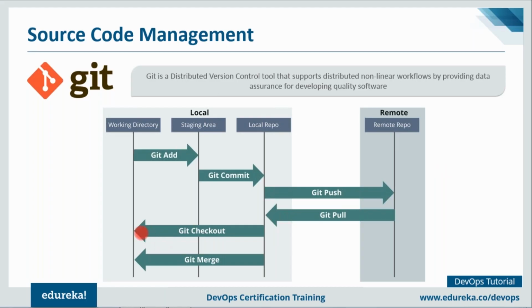All right, let me just repeat it once more for you guys. I have a working directory here. In order to add that to my local repository, I need to first perform git add, which will add it to my staging area. The staging area is nothing but an area between the working directory and the local repository. After git add, I can execute git commit, which will add the changes to my local repository. Once that is done, I can perform git push to push the changes I've made in my local repository to the remote repository. And in order to pull the changes from the remote repository to the local repository, you can perform git pull, and finally git checkout, which will add them to your working directory as well. And git merge is also a pretty similar command.